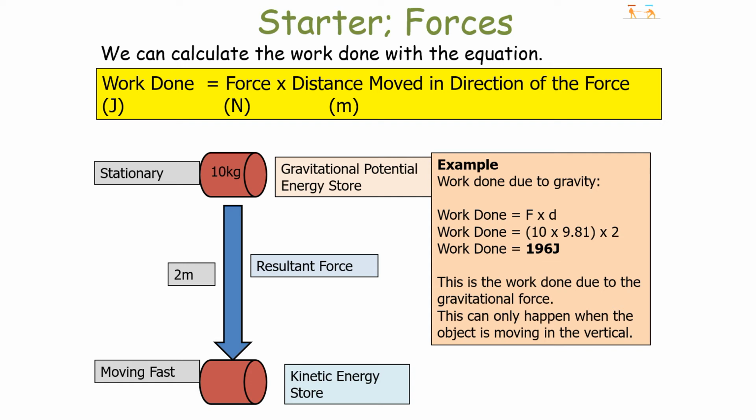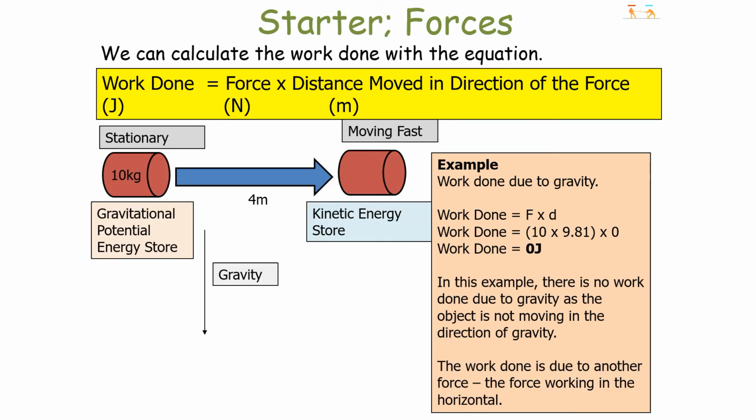This can only happen when the object is moving vertically, as that's the direction that gravity acts in. If we wanted to work out the work done due to gravity in this second example, we would do work done equals force times distance, but the distance moved in the direction of gravity in this case is 0 meters, because it's only moving 4 meters horizontally and none vertically. So in this example there's no work done due to gravity, as the object is not moving in the direction of gravity. The work done is due to another force, the force working in the horizontal.